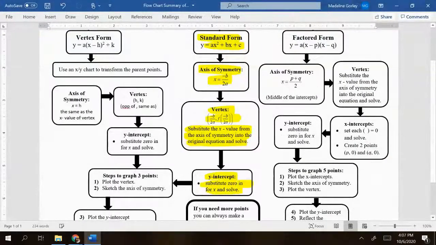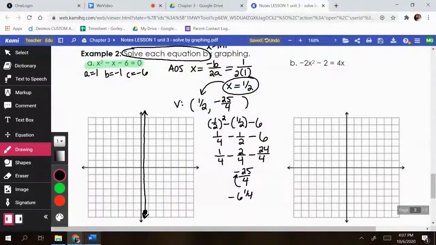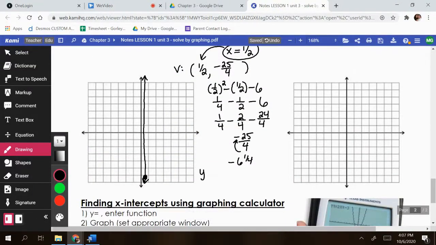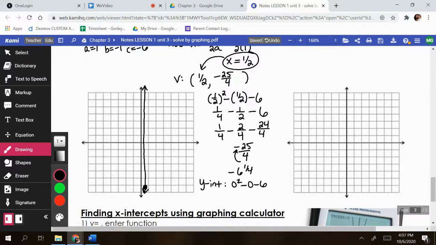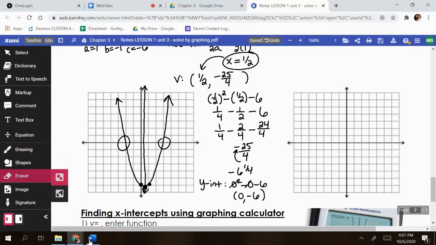I'm going to do the y-intercept by substituting in 0 for x. Y-intercept. If I substitute in 0 for x, what would I get? What is 0 squared minus 0 minus 6? That would be 0, negative 6. So all those points are pretty close together. So I can kind of guess where my x-intercepts are going to be. So right now it kind of looks like negative 2 and 3. But again, that's just an approximation.